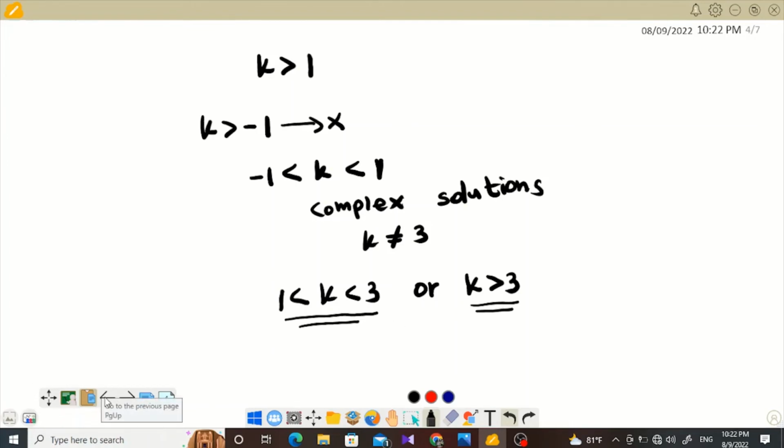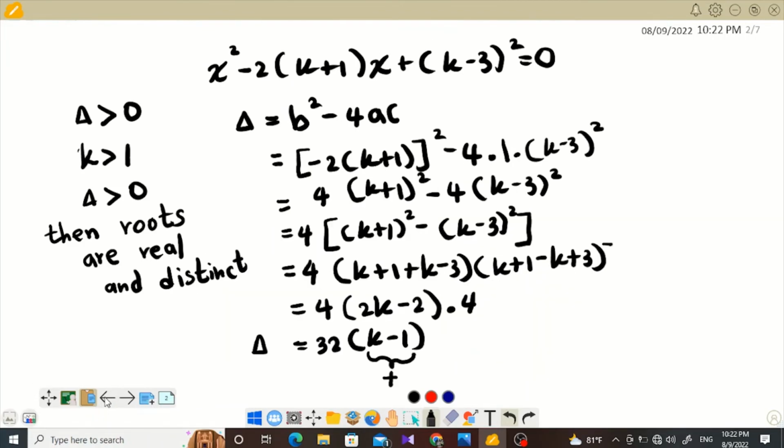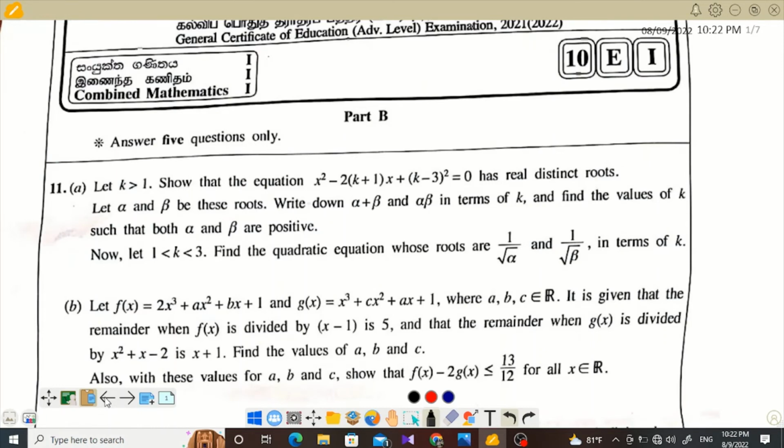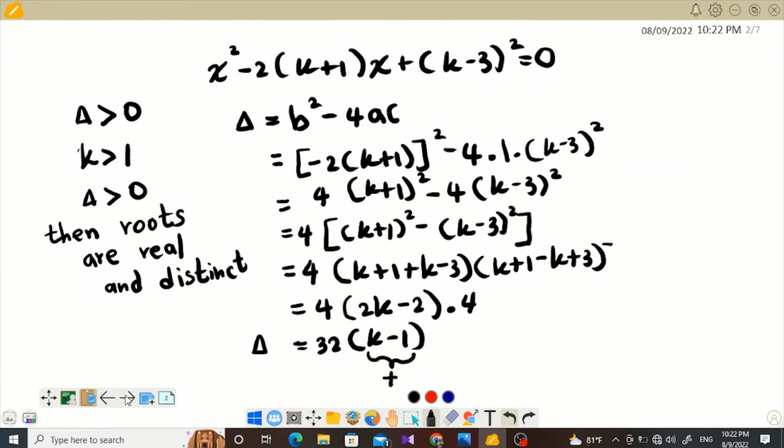In the next part, we have to find a quadratic equation whose roots are 1 divided by root alpha and 1 divided by root beta. Okay. Now I am going to find the quadratic equation whose roots are 1 over root alpha and 1 over root beta. And they gave the k value range.